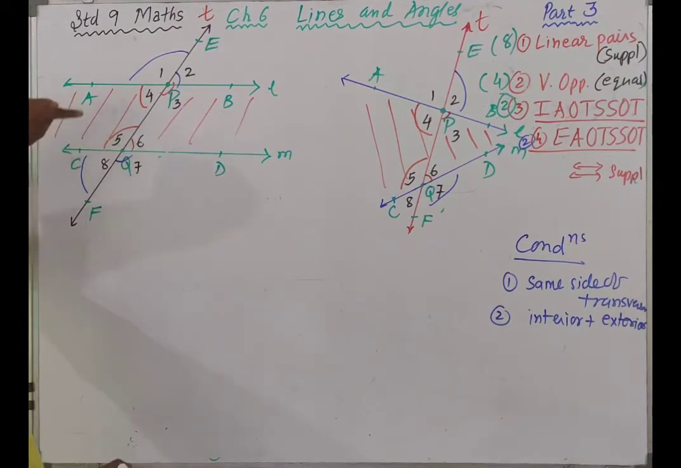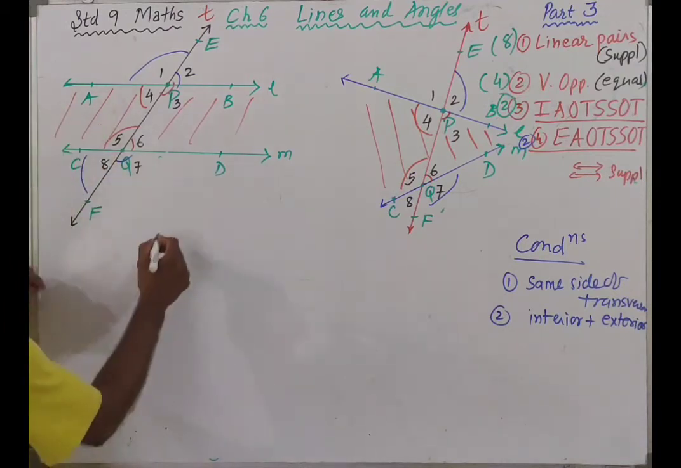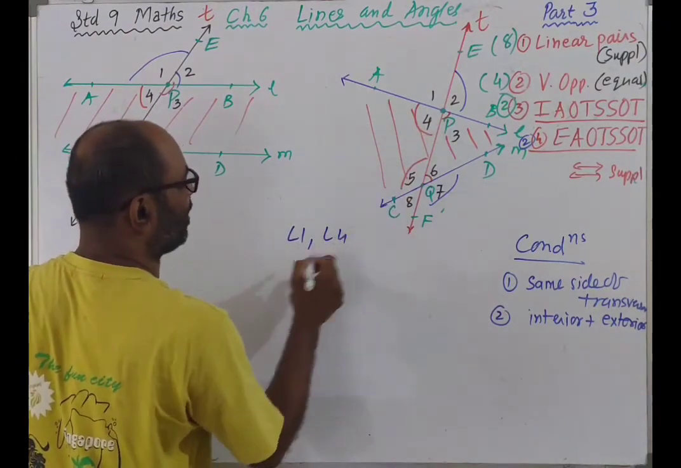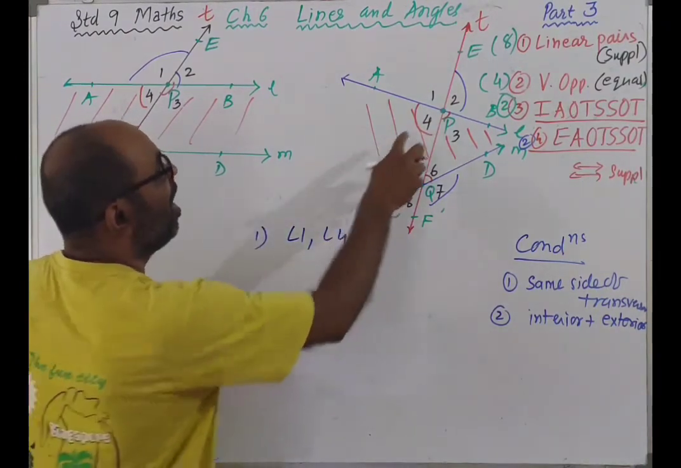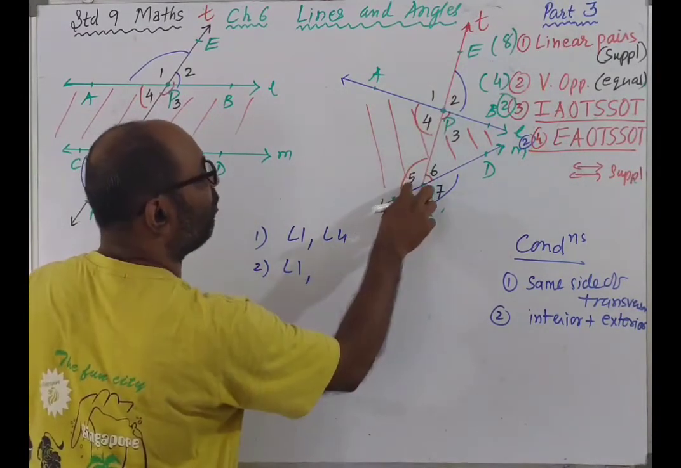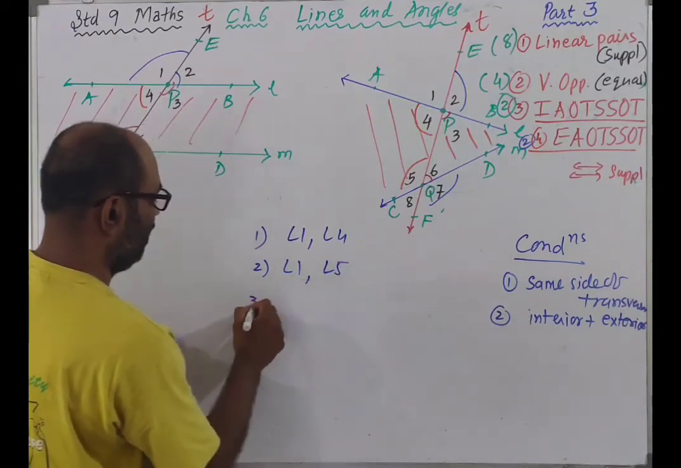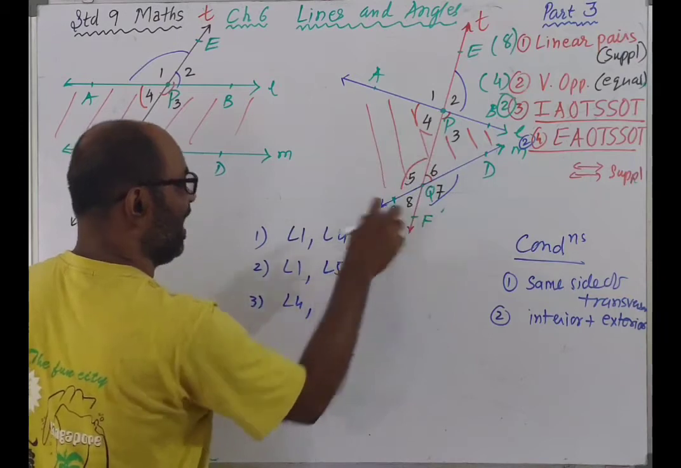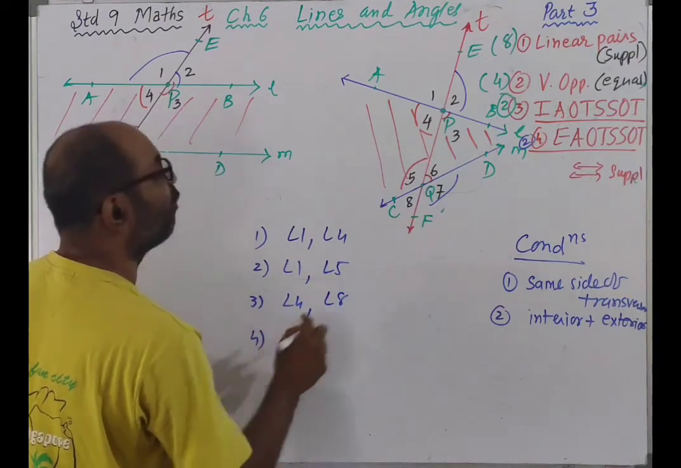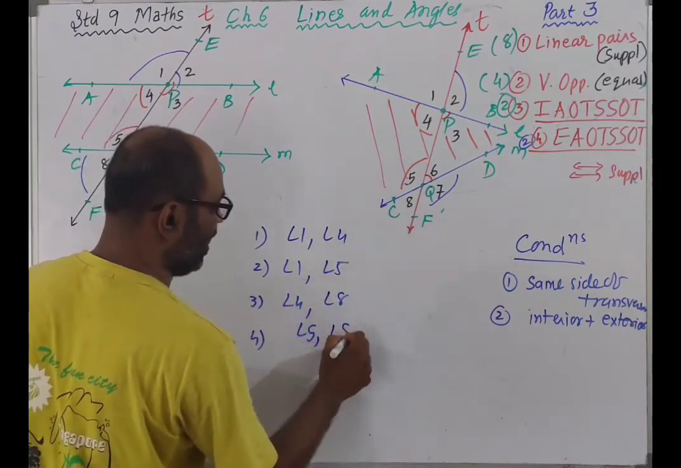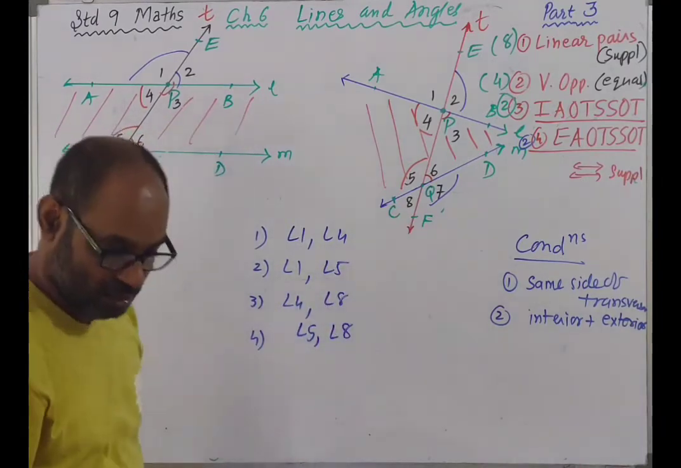5 इंटीरियर में, 8 एक्सटीरियर में. लिख लेते हैं. चलो यहां भी सेम. Angle 1 is in the exterior, angle 4 is in the interior, तो एक पेयर बनी. Angle 1 is in the exterior and angle 5 is in the interior. Third, angle 4 is in the interior and angle 8 is in the exterior. Angle 5 is in the interior and angle 8 is in the exterior.